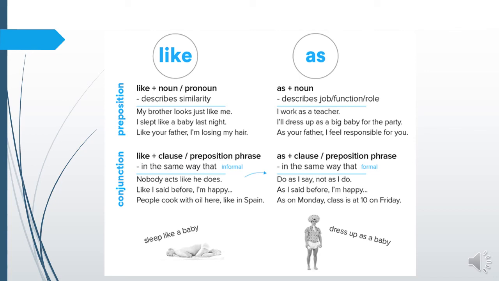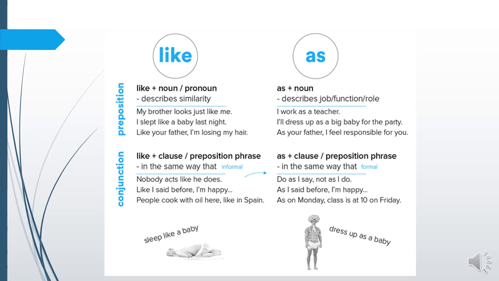The second case for like and as is when they are used as conjunctions. And they are exactly the same. There's just one difference: like is used in informal situations, whereas as is used for formal. Look at the examples. Nobody acts like he does. This is an informal way. Like I said before, I'm happy. Also informal. People cook with oil here, like in Spain. Again, informal.